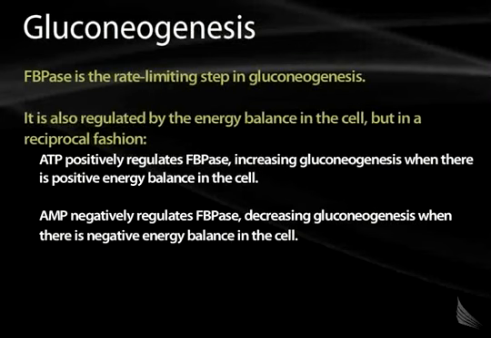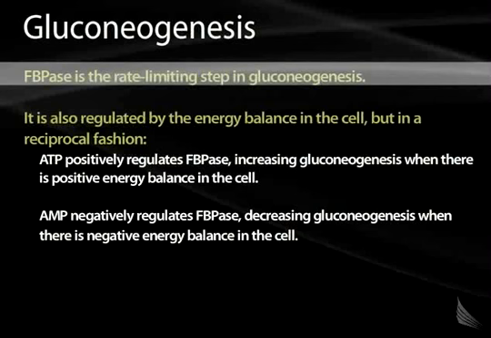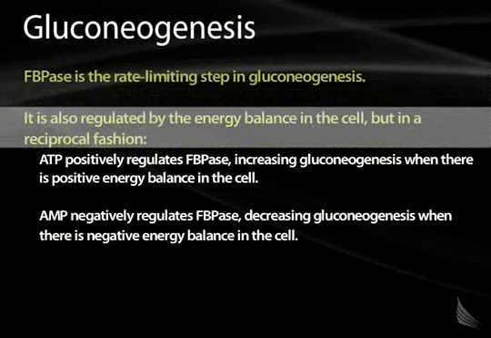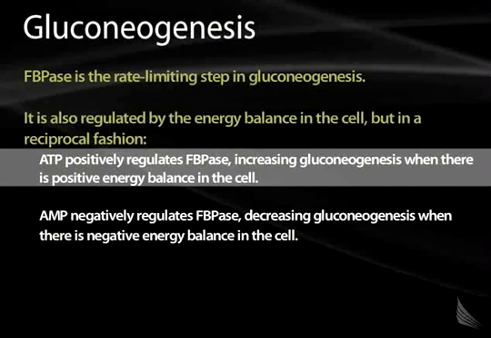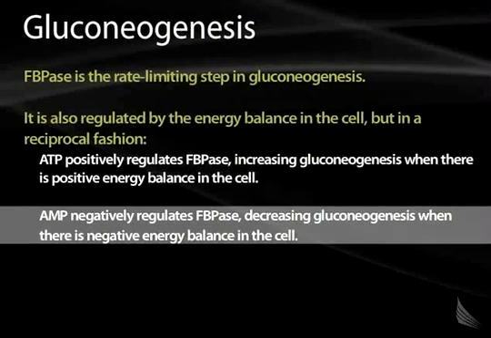The reverse of that is fructose 1,6-bisphosphatase. And this is, similar to PFK, the rate-limiting step in gluconeogenesis and controls whether gluconeogenesis is happening or glycolysis is happening at any given time. This is also regulated by the energy balance of the cell, but in exactly the opposite fashion to phosphofructokinase. In this case, ATP positively regulates fructose 1,6-bisphosphatase, increasing gluconeogenesis when there's positive energy balance in the cell. On the other hand, AMP negatively regulates fructose 1,6-bisphosphatase, decreasing gluconeogenesis when there's a negative energy balance in the cell.